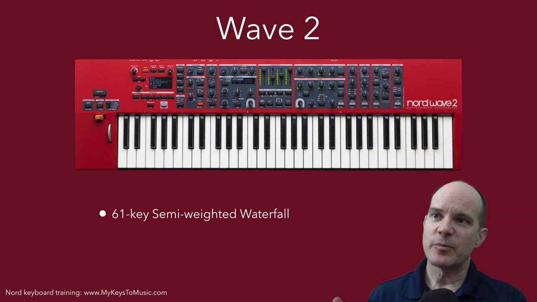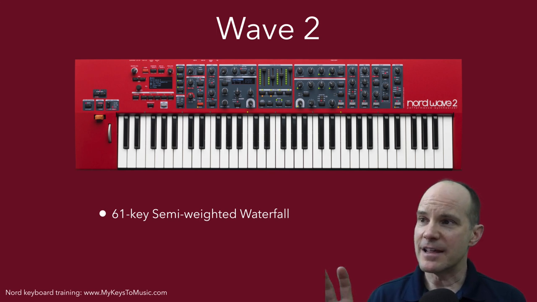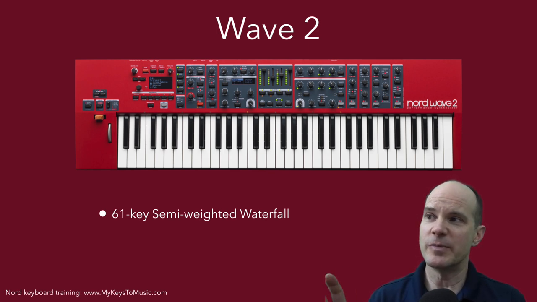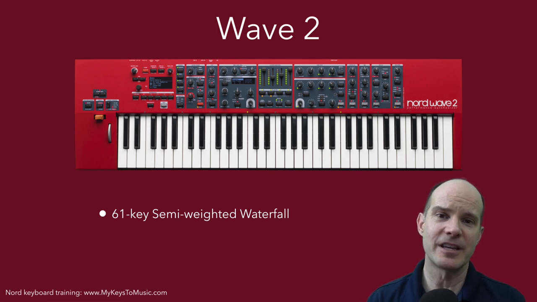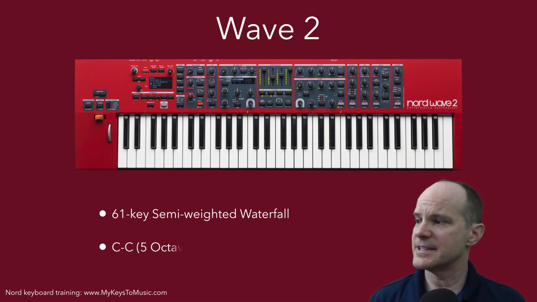So if I only had one configuration and I was making a Wave 2 today, I think the configuration I would have settled on would be either a 73 or a 61 key semi-weighted waterfall. The 61 keys, sometimes I do feel like I could use a few more keys, but I also think of the Nord Wave 2 as maybe not a good candidate to be your main and only keyboard. I see the Nord Wave 2 more as a secondary keyboard backing up something else that's more of a main keyboard. So from a configuration standpoint, that's what the Wave 2 has.